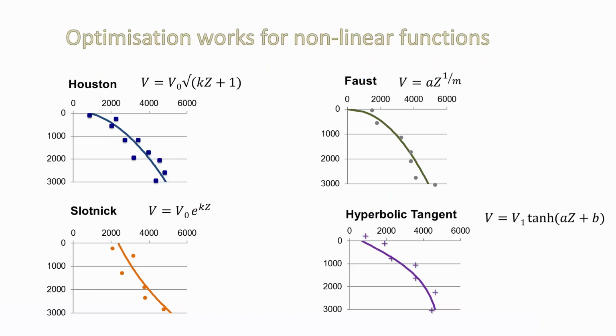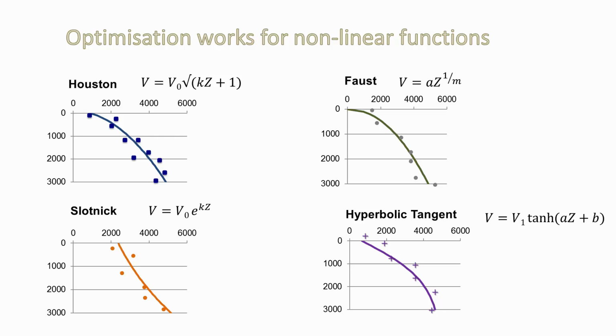However, as you can see on the slide, not all velocity functions are linear. Here are 4 examples in use by our customers: the Houston, Faust, Slotnick and hyperbolic tangent techniques, each showing a velocity versus depth plot for sample data, the functions, and the curve fitted to the data with the equation coefficients determined by numerical optimization.